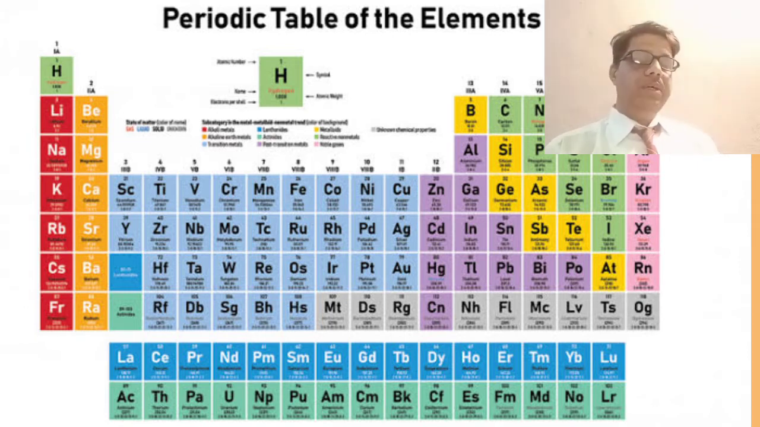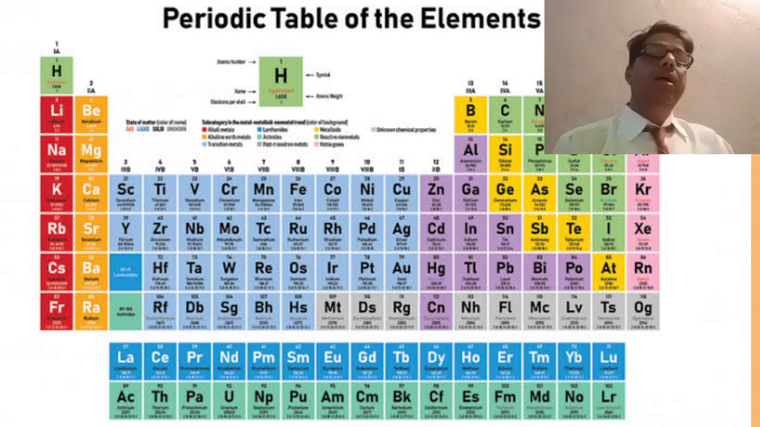So if we observe the electronic configuration for all these elements, the general electronic configuration for these transition elements is (n minus 1) d 1 to 10. The electrons enter into d orbital, that is from 1 to 10, and ns 1 to 2. So this is the general introduction for the transition elements.